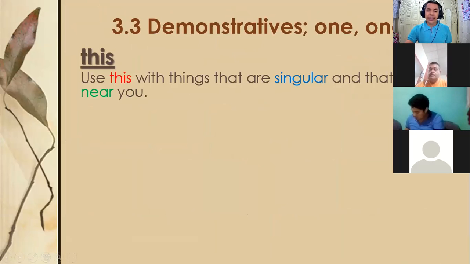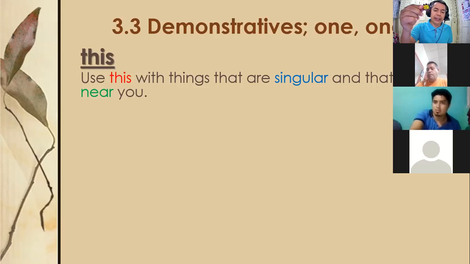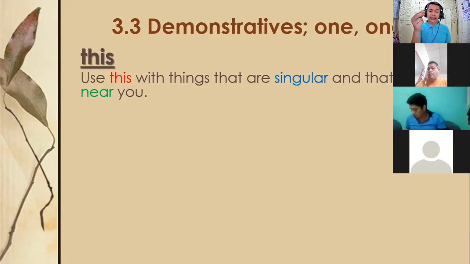with things that are singular and that are near you, right? Singular, near. Singular y que esté cerca de usted. For example, I can say, this eraser, right? This is an eraser. Why? Because it's only one and it's near me, right? Está cerca de mí. This. Okay, now please repeat. Use this.